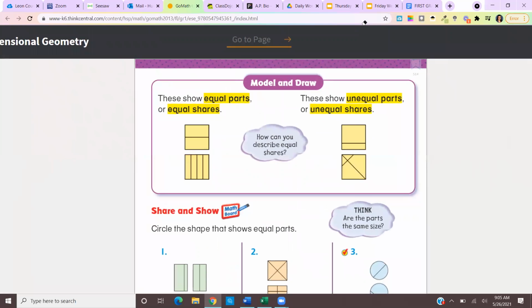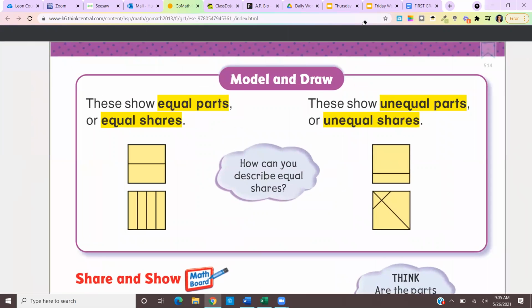I'm going to zoom in so we're only looking in that purple box at the top right now. So it says model and draw. These show equal parts or equal shares. So say that word, say equal parts. Equal parts means both parts of the shape are the same size. So do you see this square where the 2 parts are the same size? Or in this square, they've broken it up into 4 equal parts. Do you see how each part is still the same size?